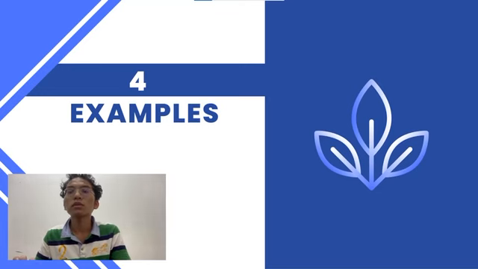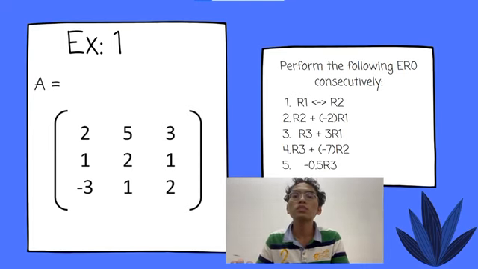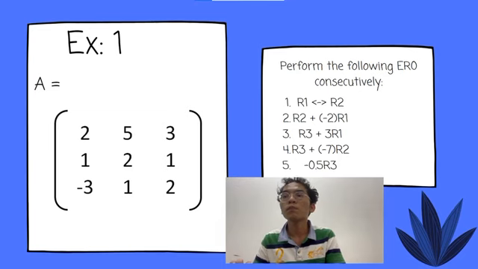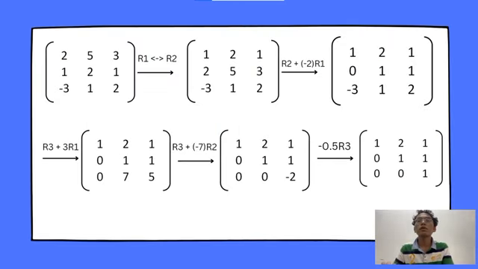So we look into example 1. Given matrix A is [2, 5, 3; 1, 2, 1; -3, 1, 2]. Perform the following elementary row operations consecutively. For the first operation, interchange row 1 and row 2. So we obtain the new matrix as [1, 2, 1; 2, 5, 3; -3, 1, 2].